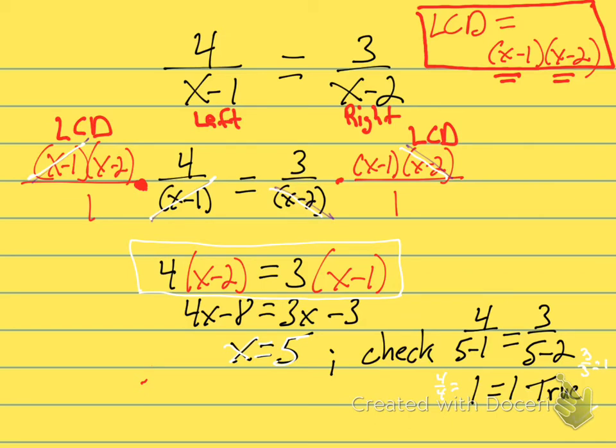Something else we'd like to point out is we do have some restrictions on this problem. And if we were asked, we could say the restrictions are that x cannot equal 1 and x cannot equal 2. Now, as we look at our restrictions, we would have to then say that x can equal 5, but it cannot equal 1 or 2.